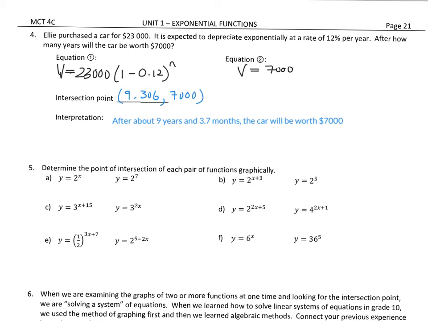All right, determine the point of intersection of each pair of functions graphically. So we've got two functions here. You're going to put them in Desmos, find the intersection point. Now some of these are easier to find the intersection point than others. Some of them you will have to zoom in and zoom out and try and find the intersection point, and it takes a little bit of time. Parts C and D and F were tricky ones for me in terms of having to move my graph around a lot to find the intersection points.